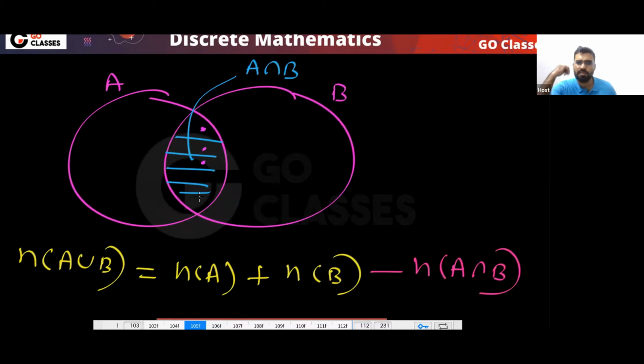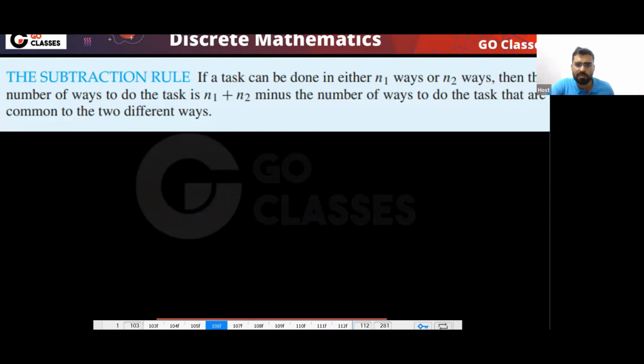Is this clear to everyone? Because everything here you have counted 2 times. You can notice these common elements you have counted 2 times. So what will I do? From the total, I will remove them 1 time. Is this clear? So this is the idea. This is called the subtraction rule.